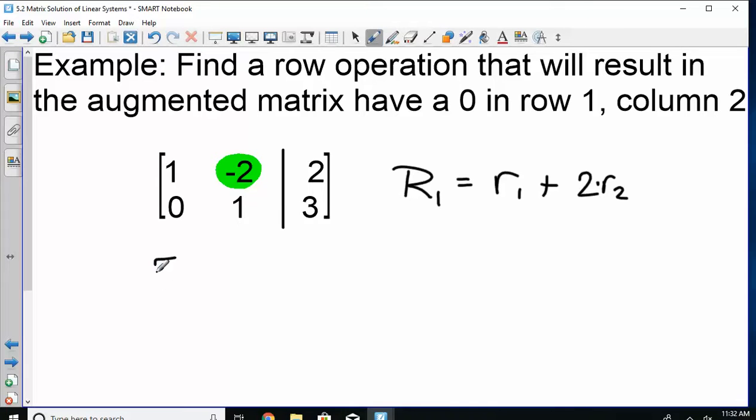So if I wrote my new matrix, we're changing row 1, so row 2 stayed the same. And you're going to do row 1 plus 2 of row 2. So 1 plus 2 times 0 is 1. Negative 2 plus 2 times 1, 0. 2 plus 2 times 3 is 8.